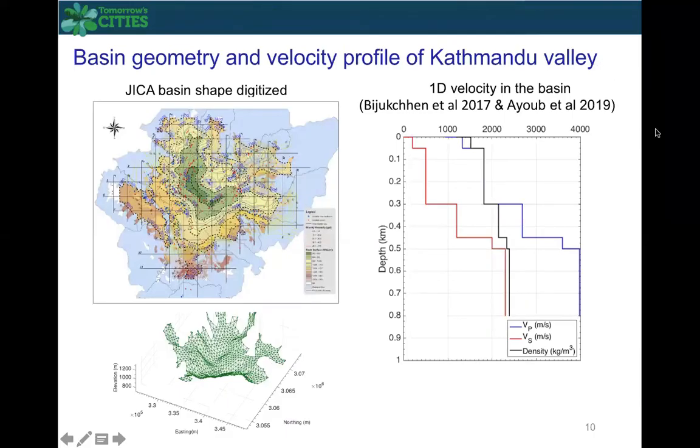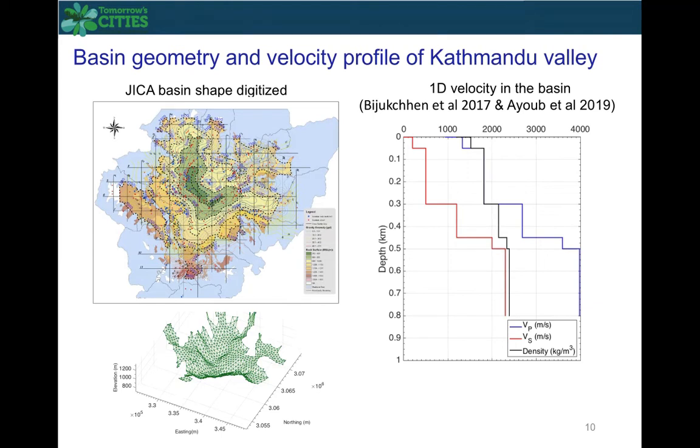The Kathmandu Basin and its basement topography is incorporated in the simulation model using the JICA report data, and the wave propagation properties of the near surface layers inside the Kathmandu are considered based on the 1D velocity profile estimated for the strong motion stations in the Kathmandu Valley.